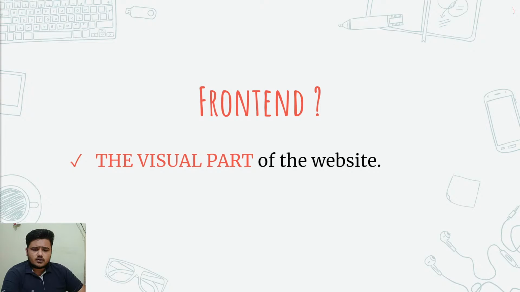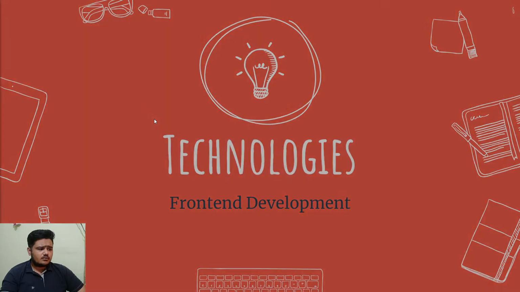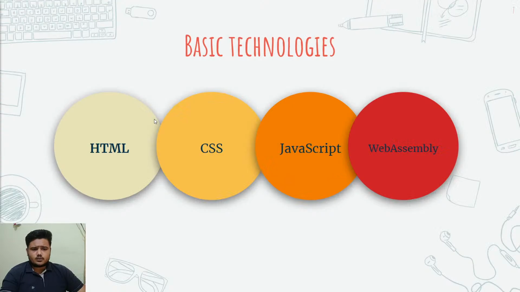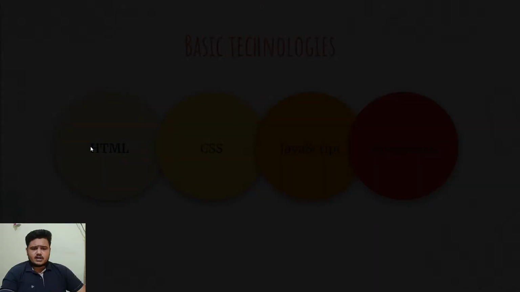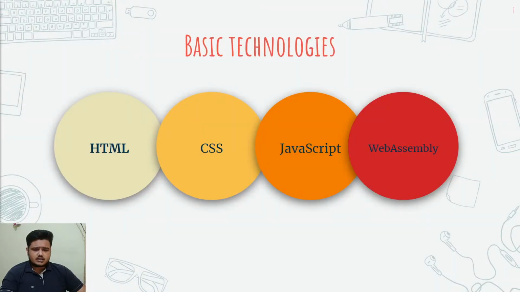Correct. So moving forward, as we now have a fair picture of what front end exactly is, let us go through a few technologies and scripts which are used in the front end development process. There are four basic technologies that we are going to understand: HTML, CSS, JavaScript, and WebAssembly. When we say HTML, HTML stands for Hypertext Markup Language.